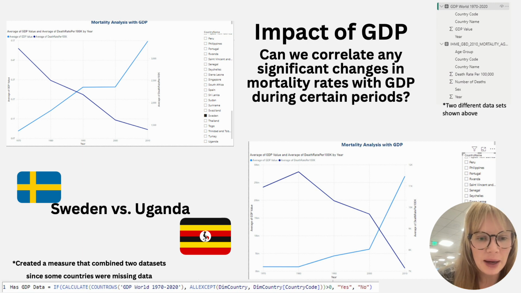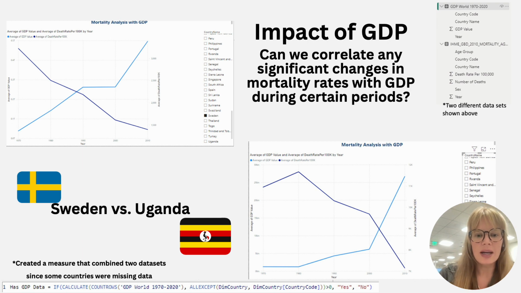And the new measure we used was an IF calculate, because some countries in the one data set didn't have data for countries in this one. I think it was like 187 countries and 120, so there was about 60 or so countries that didn't have any data, but we still want to look into this. So we created a new column that had a yes or a no to see if the country was on that other data set.